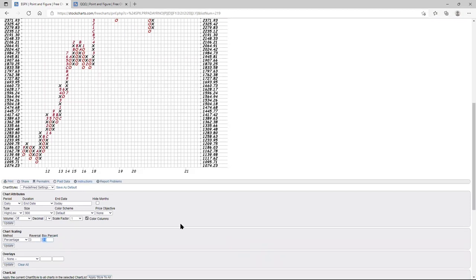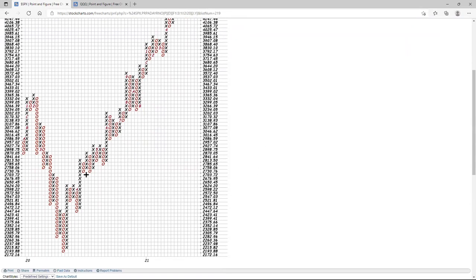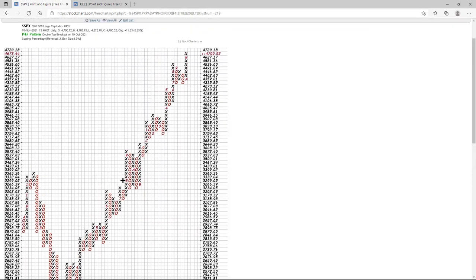Now we can change this. Let's go to 1% scaling. And so now you can see that in the 1%, it's much more granular. We can see the base in 2020 on this chart. We see the ups and downs. This is a three box reversal. So it takes a three right here. You can see it right in this area.